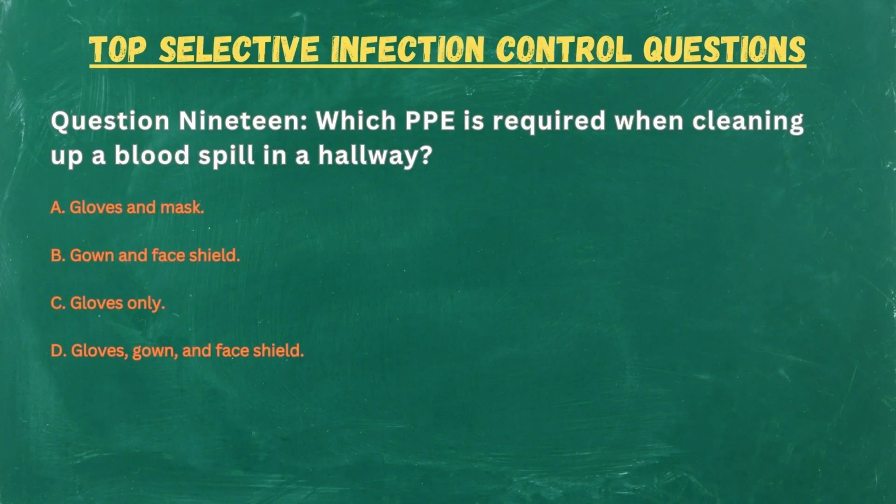Question 19. Which PPE is required when cleaning up a blood spill in a hallway? A. Gloves and mask. B. Gown and face shield. C. Gloves only. D. Gloves, gown, and face shield. Answer. D. Gloves, gown, and face shield.